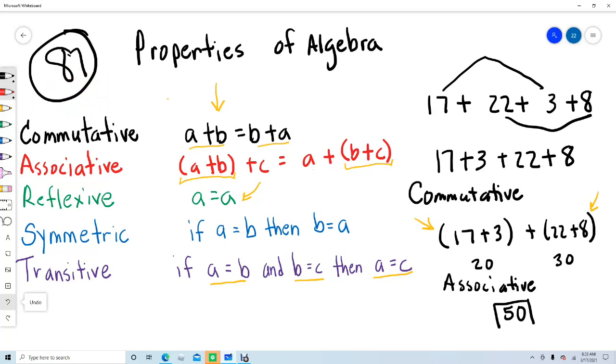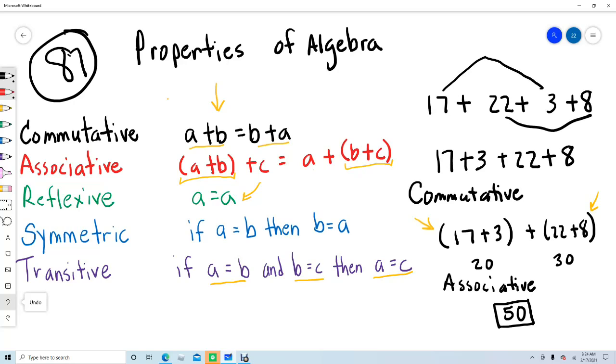So there's only two properties that they wanted me to pick out here, and that was the commutative, which tells me I can add in any order, and the associative, which tells me I can group numbers as I prefer in a list of add-ins that are being added together. Those are called add-ins, if you recall.